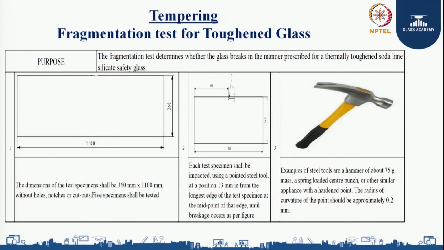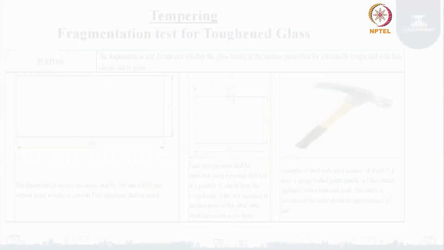And the tool we use for impact, you can see here, examples of steel tools are a hammer of about 75 gram mass, a spring loaded center punch, or similar appliances with a hardened point. The radius of curvature of the point should be approximately 0.2 mm. Once the setup, glass and tools are ready, next we will start the execution of the test.